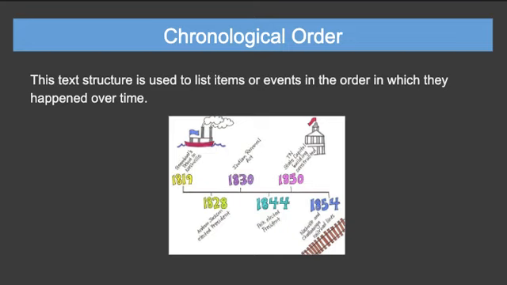Chronological order, as you can see from a timeline, is where we're going over events in history, a historical figure, and this text structure is going to be used to list items or events in the order in which they happened over a period of time. And so in this example, the steamboat is debuting in Nashville in 1819. And it goes all the way through. There's something with Andrew Jackson in 1828 and so on, all the way to 1854. So there's a chronological sequence to it.